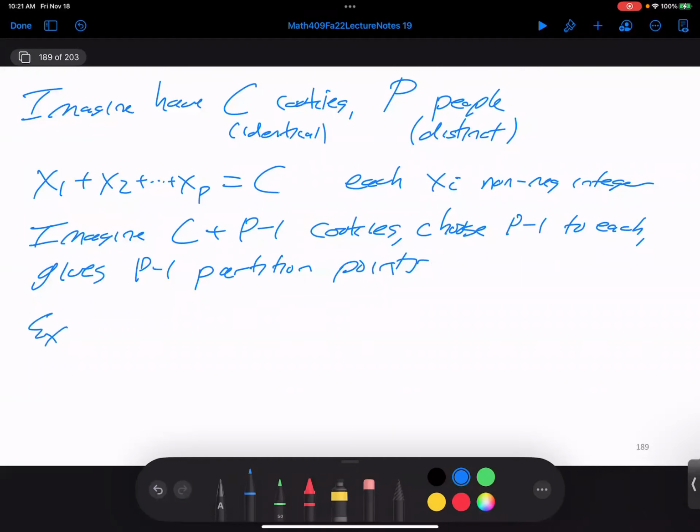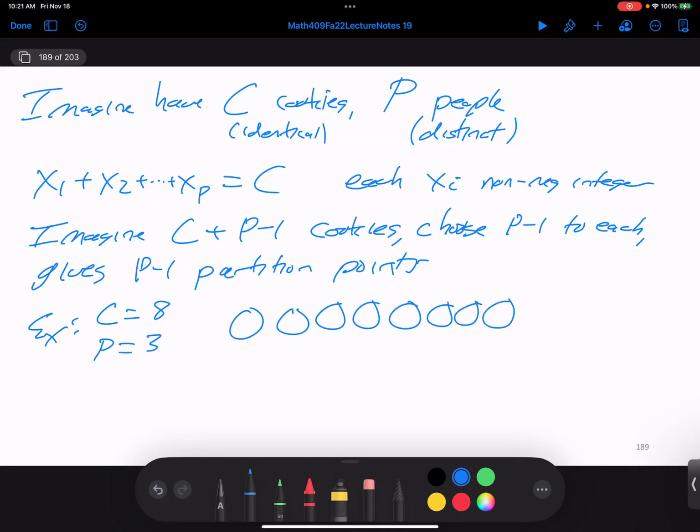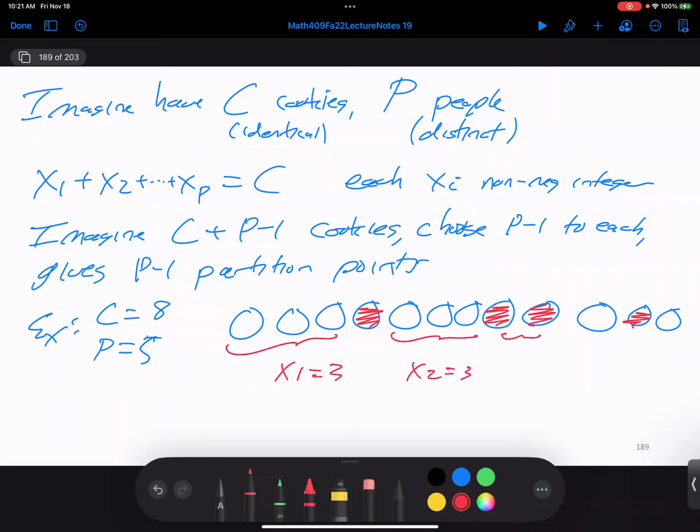So for example, let's say we have C equals 8 and P equals 3. So 1, 2, 3, 4, 5, 6, 7, 8 cookies, and I have to add 2 more. Let's do P equals 5, so I have to add 4 more cookies. Now imagine I eat P minus 1 cookies. This is going to be x1. It'll be 3. This will be x2. It'll be 3. This will be x3. It's not their day. They get no cookies. This will be x4 equals 1. This will be x5 equals 1.